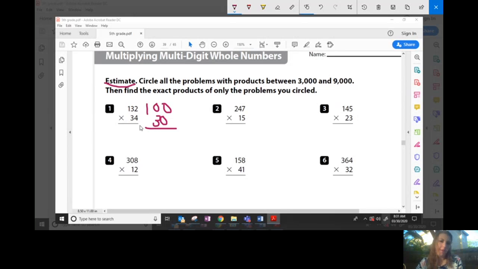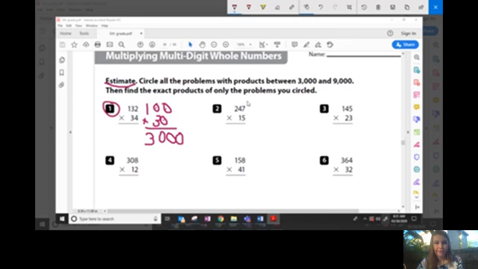All right, if I was to multiply 100 times 30, I know 3 times 1 is 3, and then I know it'll be 10, 100, 1,000 times bigger, 3,000. All right, and really I had more because I had 132. So is this going to be 12? I would say yes. Okay, then it says to find the exact products of only the problems that you circled. So since I circled this problem, I'm now going to multiply and find the exact product.